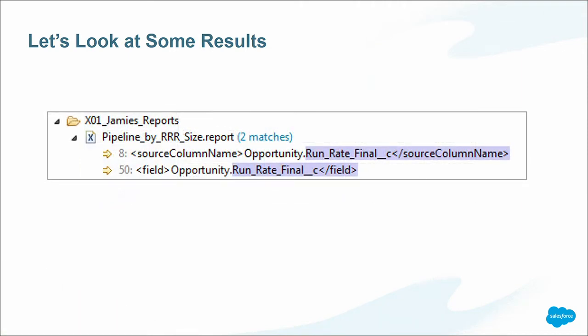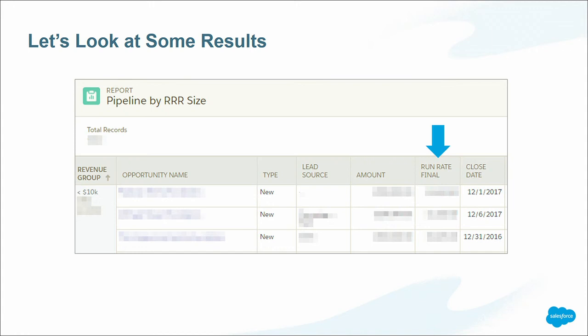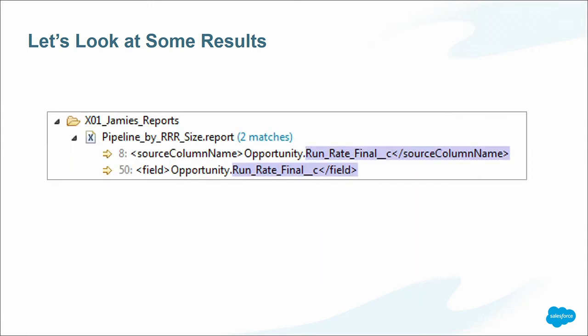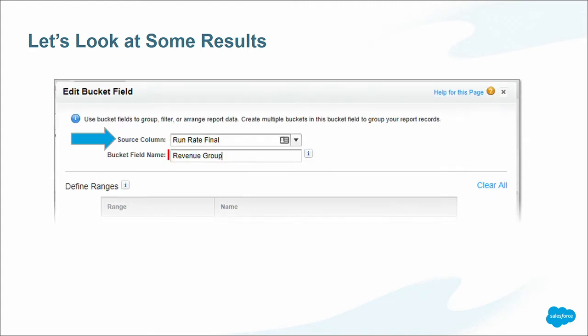But let's look at this one. OK, so we have field, opportunity run rate final. We just saw that. This is a different report now. But then we have also source column name. Let's see what that means. So first, let's confirm. Yes, run rate final is in this report. Fantastic. But what's this next one, source column name?